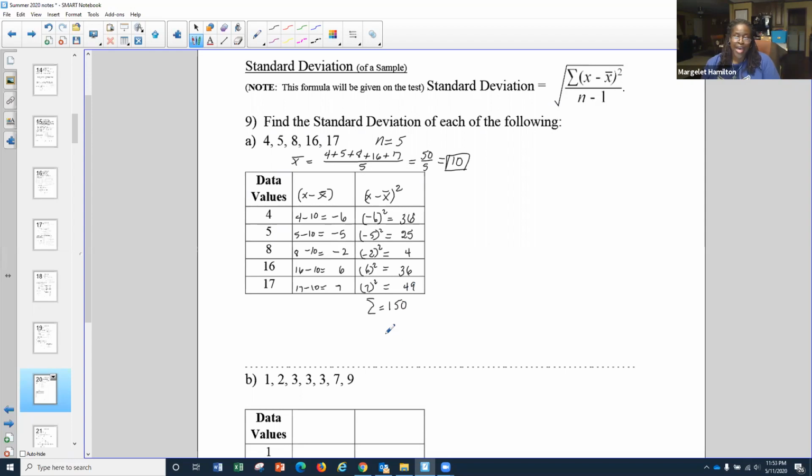So now we have our missing part. This is our numerator. Okay, the numerator. This is the sum of x minus x bar all squared. Okay, that's what we just found. All right, so now let's put it all together. We've got all the pieces now.